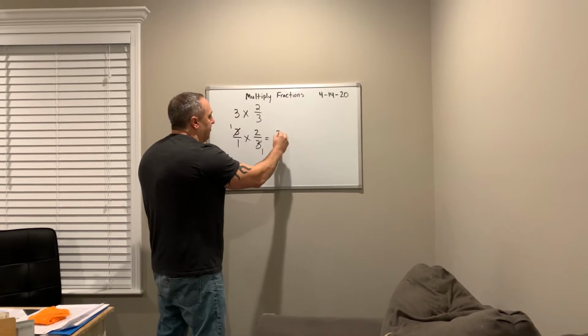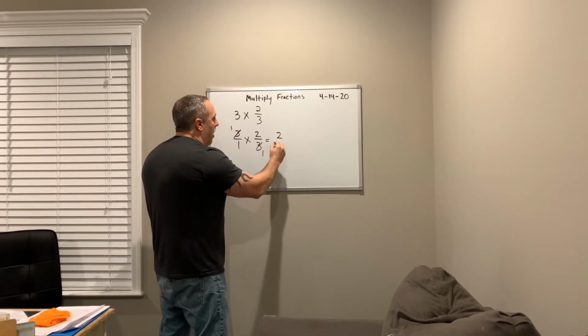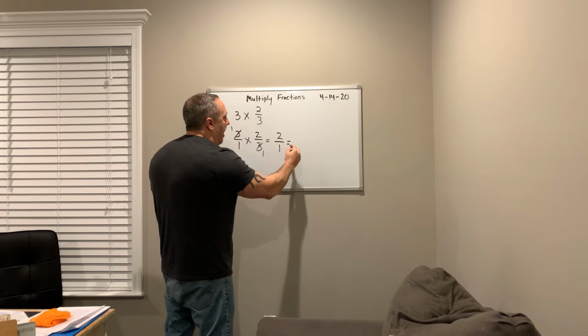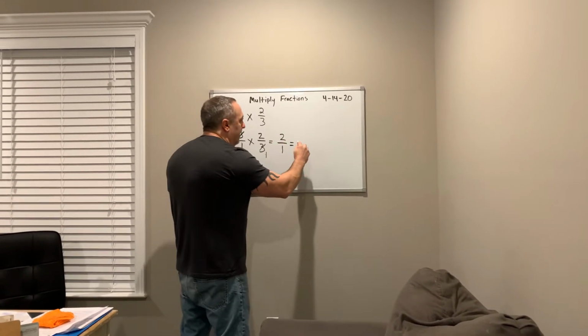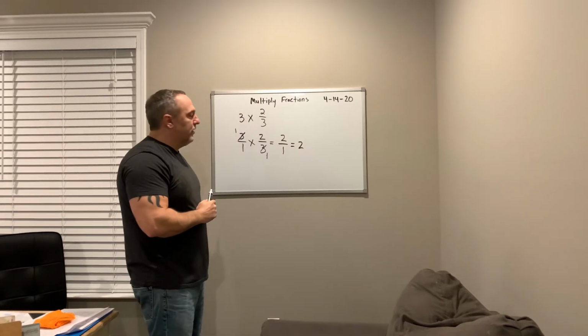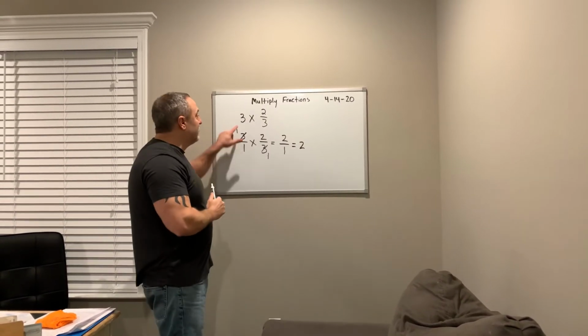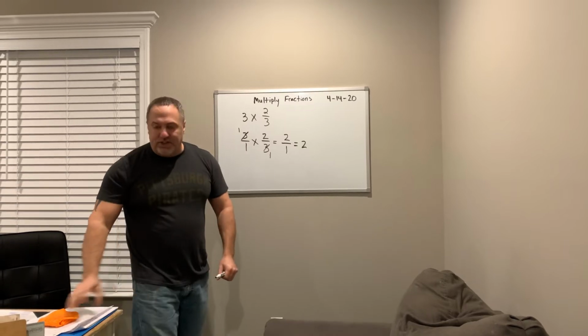1 times 2 is 2. 1 times 1 is 1. 2 over 1. You do not leave fractions in improper form. 2 over 1 is 2. That's how you do this. All right, that is a whole number versus a fraction.